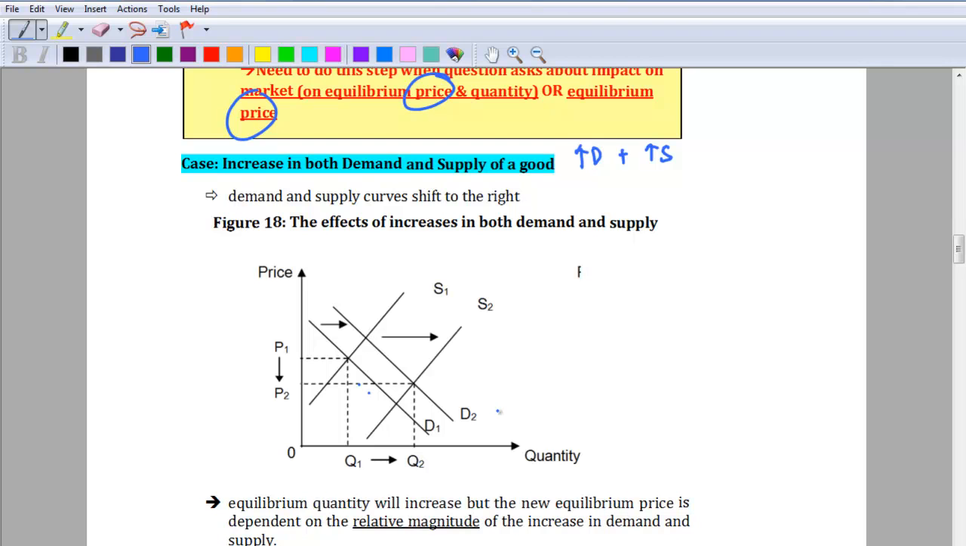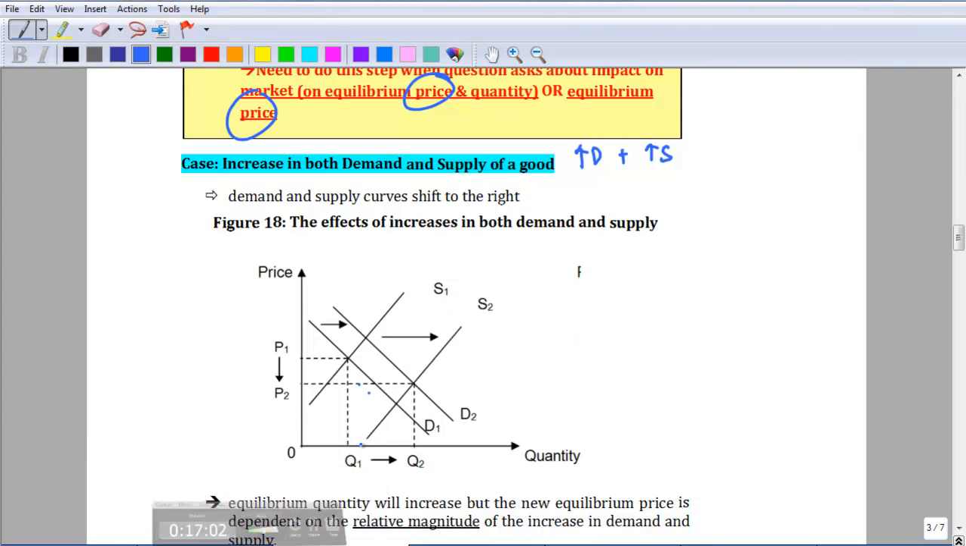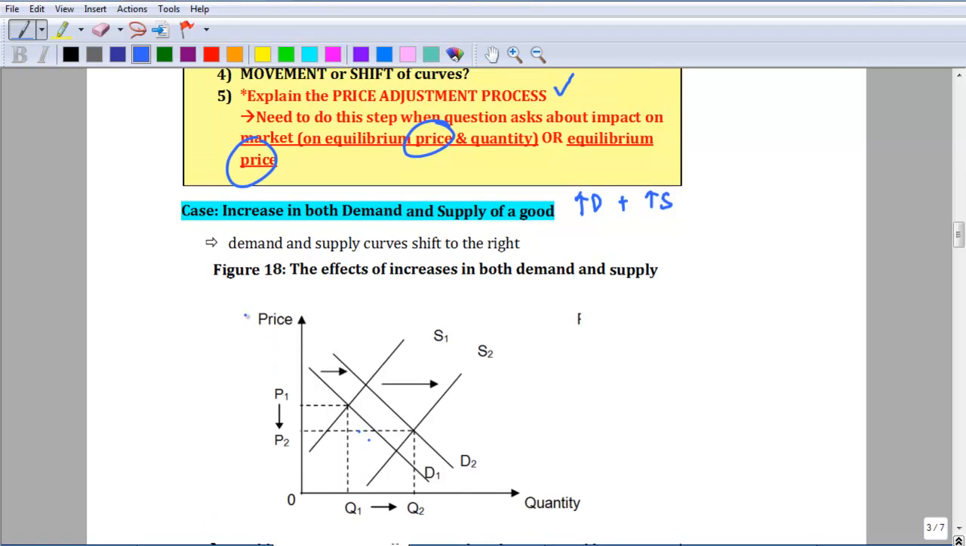But this is a special case in the sense that you notice something else happens in the diagram. You notice that the shift of the supply curve is much more than the shift in your demand curve. And this is exactly the reason why the equilibrium price of the good has dropped from P1 to P2. And therefore, when you look at such a case, the equilibrium price actually is dependent on the relative magnitudes of the increase in demand and supply.